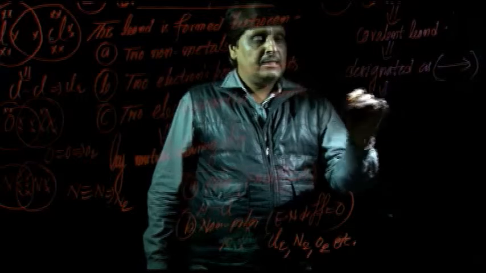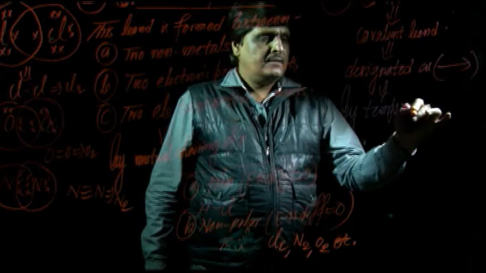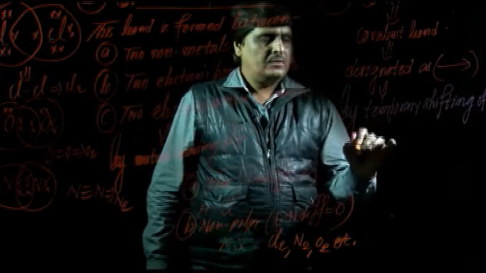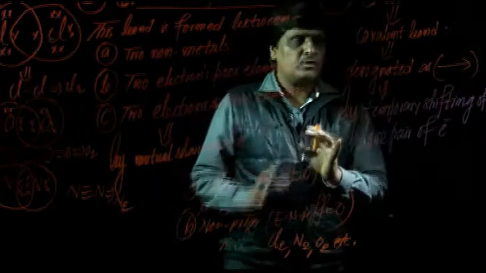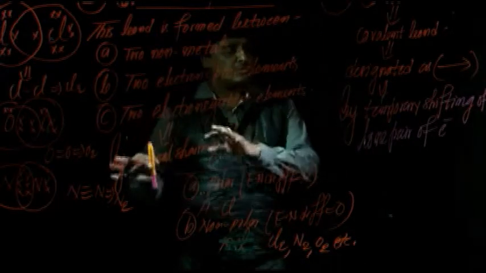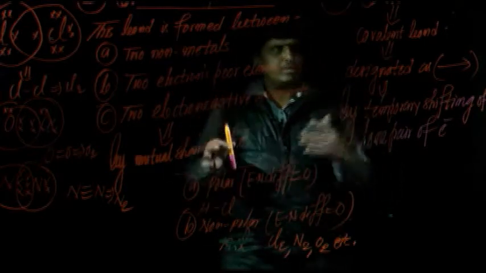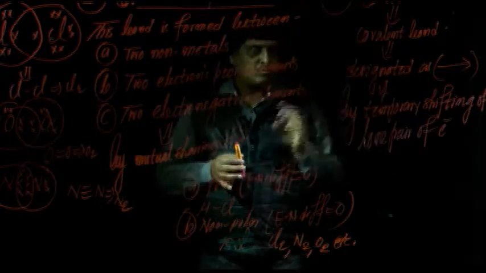And how is it formed? By temporary shifting of a lone pair of electrons. Temporary means the atom which has temporarily shifted the electrons on that lone pair also has the same right, and that electron is also counted in its octet or duplet. All the properties of this coordinate bond are the same as those of the covalent bond.